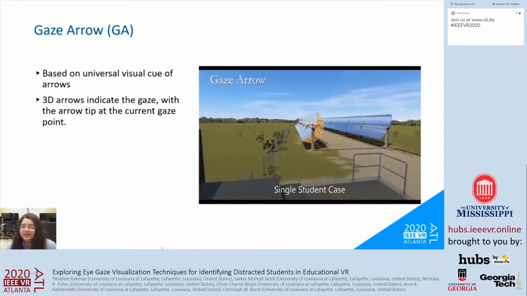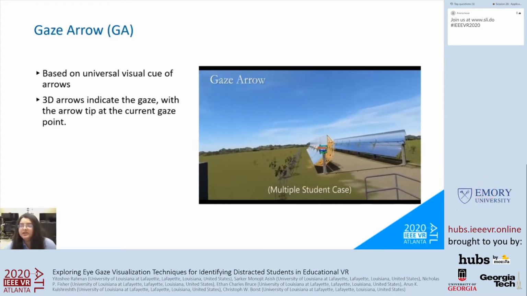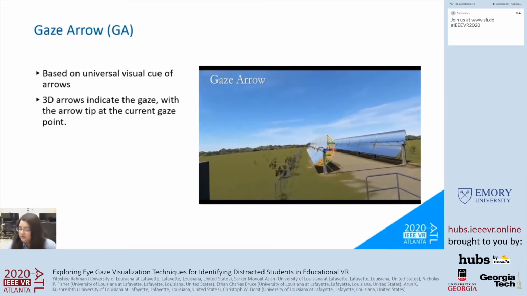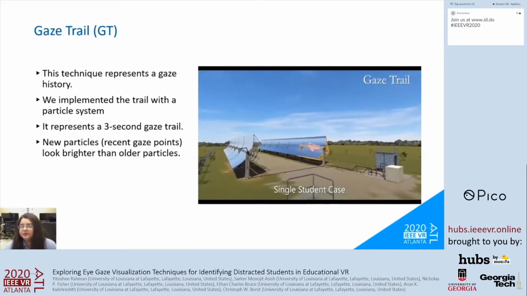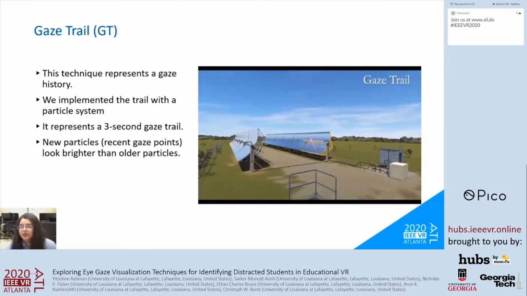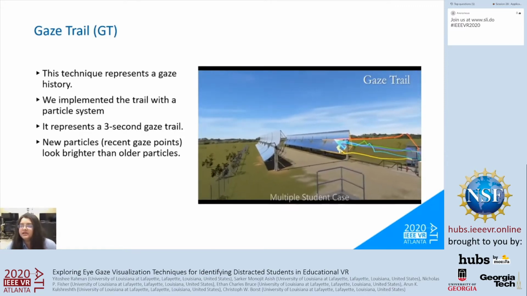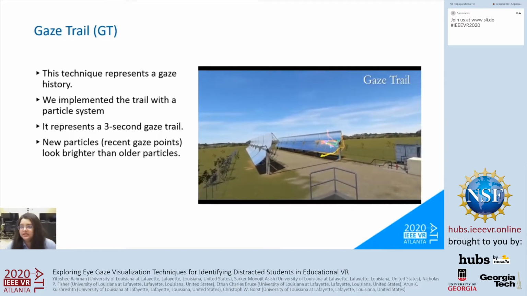The next technique is the gaze arrow technique. Arrows are commonly used to indicate the location of objects of interest. In this technique, 3D arrows indicate the gaze, with arrow tips at the current gaze point. Our next technique, gaze trail, is the first one that represents a gaze history. We implemented the trail with a particle system. It represents a 3-second gaze trail. New particles look brighter than the older particles.